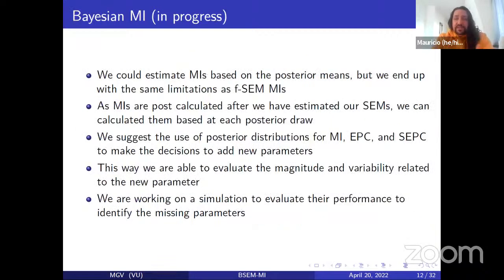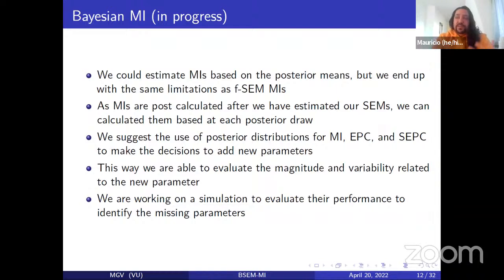So going into the Bayesian perspective, we have a posterior distribution of estimated parameters. We can now estimate the modification indices. Well, we could estimate them based just on the final solution of the Bayesian model, but this would lead us to the same limitation as frequentist SEM, that we have one number to make a decision. And as good Bayesians, we want distributions, we want intervals, we want more numbers. Just one number is not enough for us.